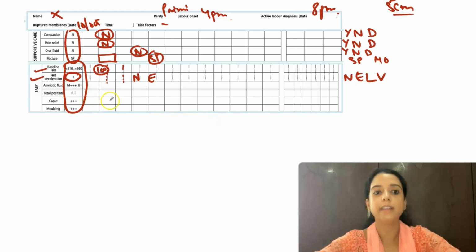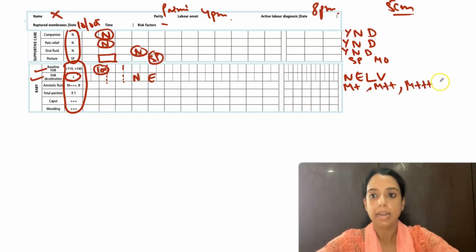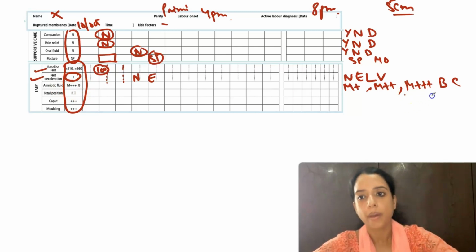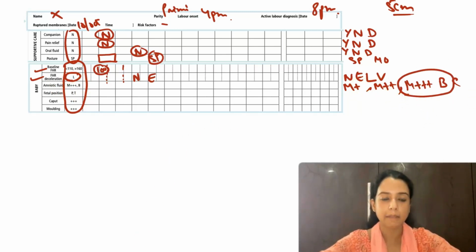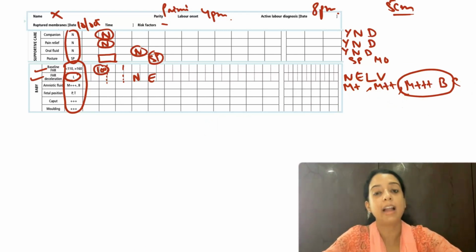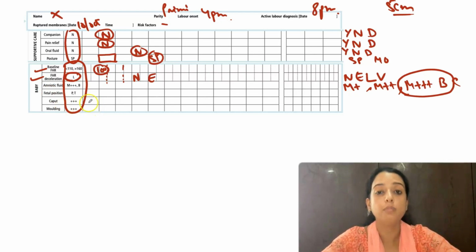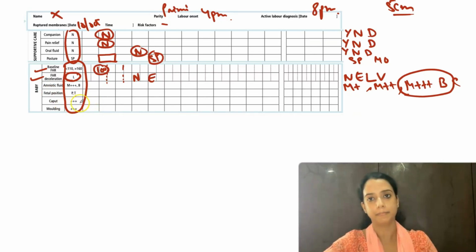Right? Amniotic fluid. Amniotic fluid can be slightly meconium stained, M+. It can be moderately meconium stained. It can be thick meconium stained. It can be blood stained. It can be clear. When will I get alert? Come, see what the column says. When it is thick meconium stained and blood stained, I'll circle my finding. I'll make a plan. That is the time I'll get alert. So this new partogram has given an alert reference value to each parameter.